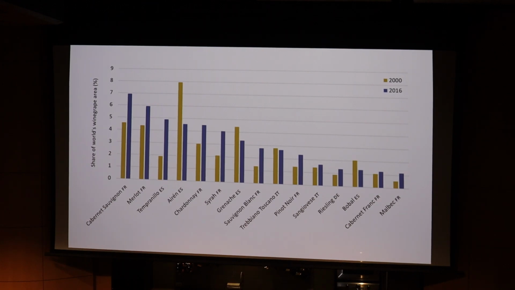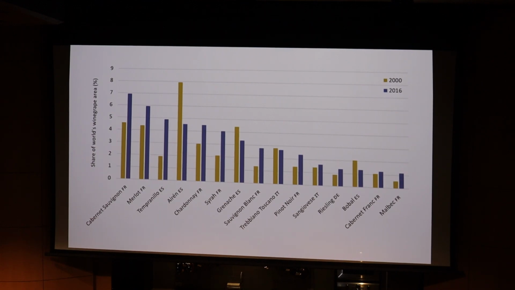There's one German variety, Riesling, whose surface increased quite considerably. Four Spanish varieties: the surface of Tempranillo has increased tremendously, but the surface of Airén, Grenache, and Bobal, the other three, has decreased quite a lot. In fact, Airén was the most planted variety at the beginning of the century, but not anymore. Now the most planted variety is Cabernet Sauvignon, which is French. And I want you to look at all the French varieties, which again would be easier with the flags.